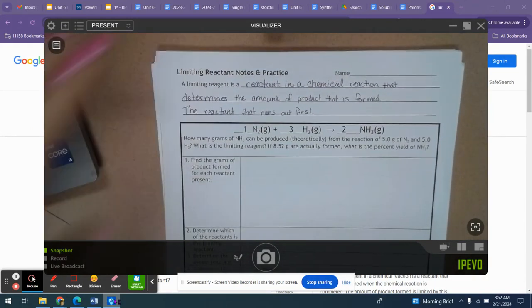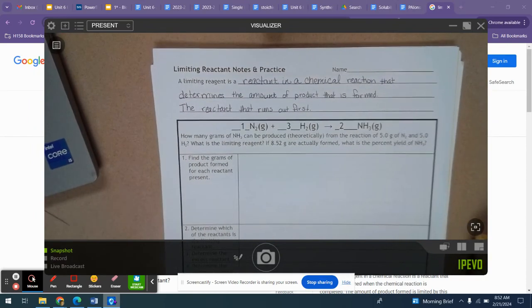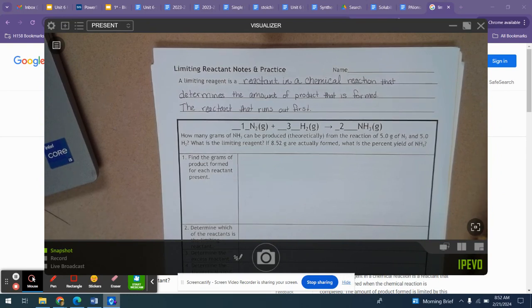This video is going to take you through the concept of limiting reagent, or limiting reactant. The definition of a limiting reactant is a reactant in a chemical reaction that determines the amount of product that is formed. Put simply, it is the reactant that runs out first.